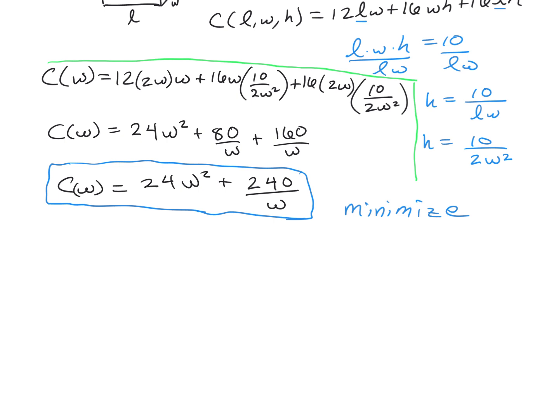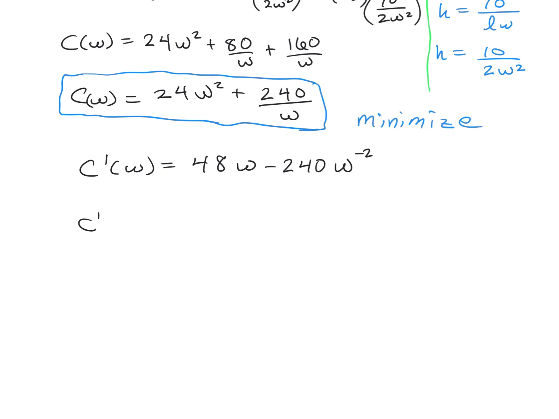So our derivative, C prime of W, is going to be 48 W, and then it's going to have a minus because that's a W to the -1 power in our denominator. Or, well, when it flips up to the numerator, it becomes a -1. So that's going to be minus 240 times W to the -2 power. So my cost derivative is 48W minus 240 divided by W squared.